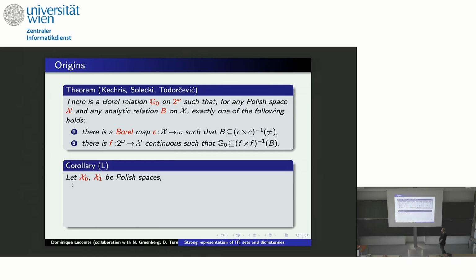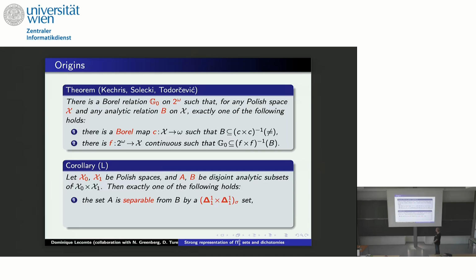Shortly after that, I proved a consequence of this, characterizing when two disjoint analytic sets can be separated by a countable union of Borel rectangles, or equivalently what we call a potentially open set. So this time you have two Polish spaces. A and B are disjoint analytic subsets of the product, and you have the following dichotomy. Either you can separate A from B by a countable union of Borel rectangles, or you can find two continuous maps from the Cantor space into X0, X1 respectively, such that the product map F times G sends G0 into B, but also the diagonal of the Cantor space, so the set of (alpha, alpha) for alpha in the Cantor space, into A.